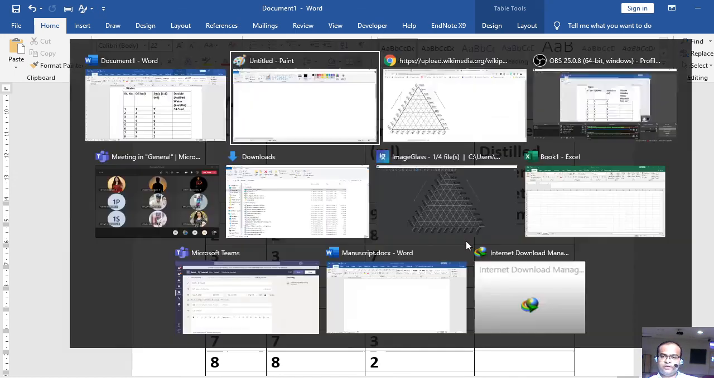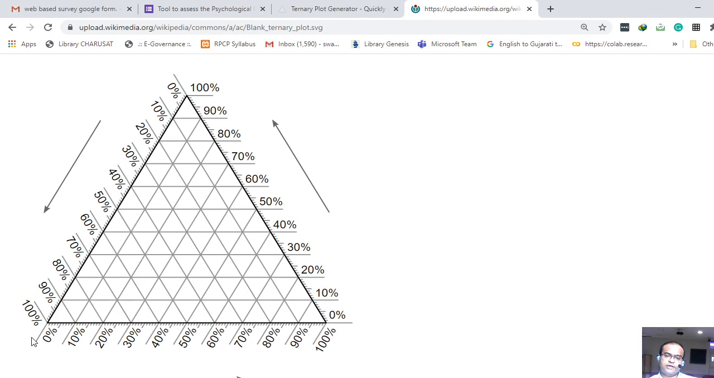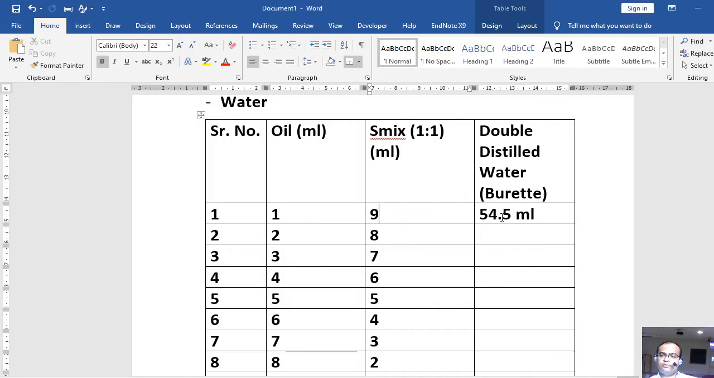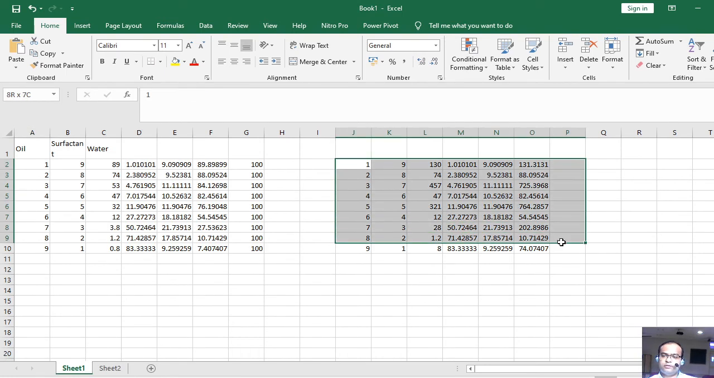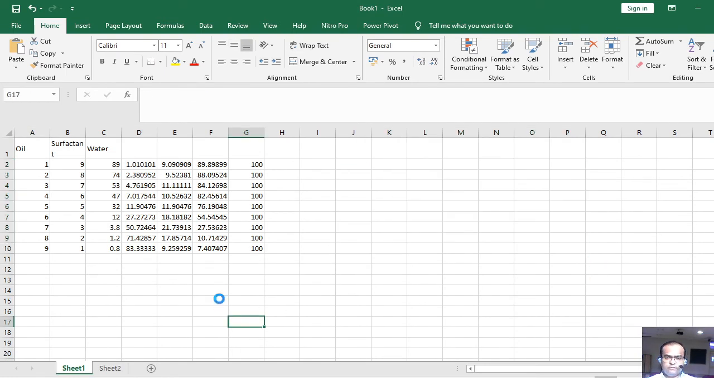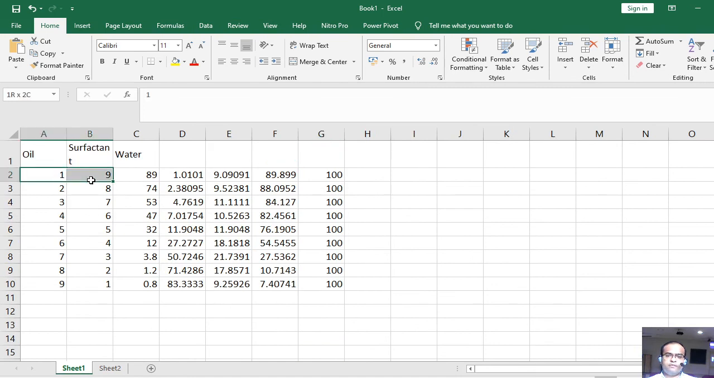As I said, this proportion is either in percentage or, let's say, a fraction of 0 to 1. So we need to transform these values into proportion or percentage. How can we do that? I have prepared the data. For example, this is our data: 1 ml oil, 9 ml surfactant, 89 ml of water. You simply put in the equation like I have done here. It is not big mathematical science.